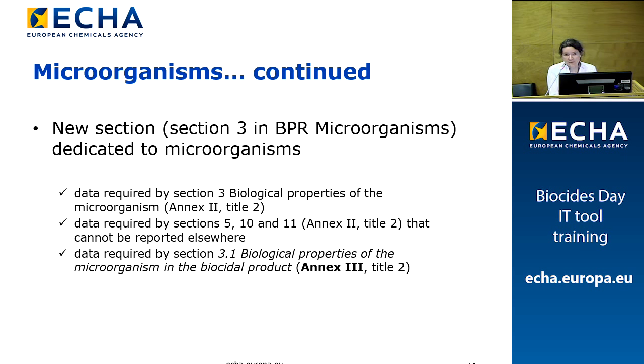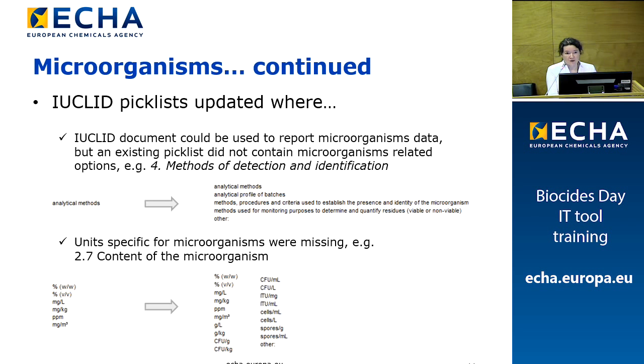We also created a completely new document. Section 3 in the BPR microorganism table of content is dedicated only to microorganisms. It covers the substance information from Section 3, Annex 2, and also some other information related to microorganisms displayed in other sections that are not covered by existing Euclid templates. So everything specifically on microorganisms can be inserted in this section.